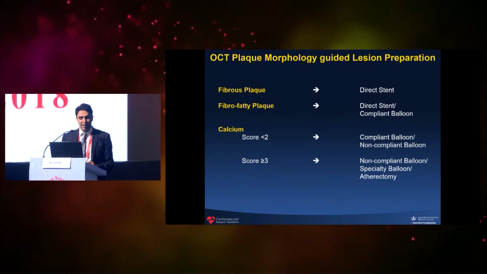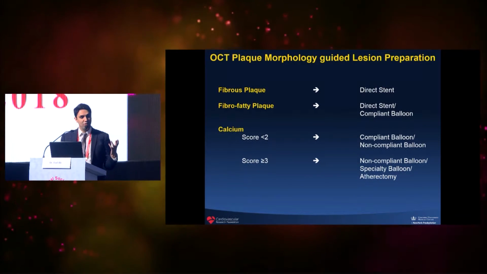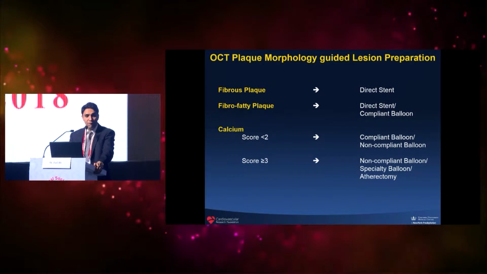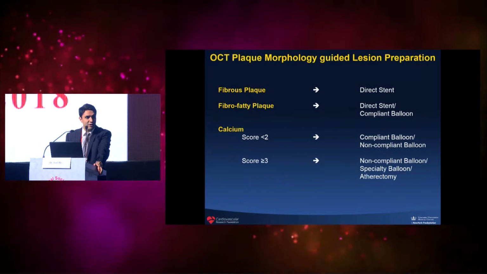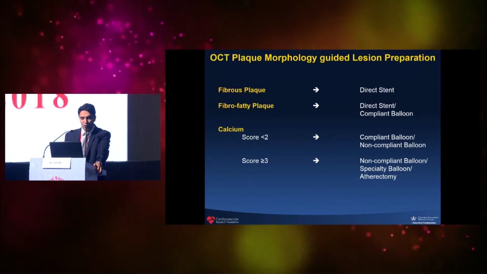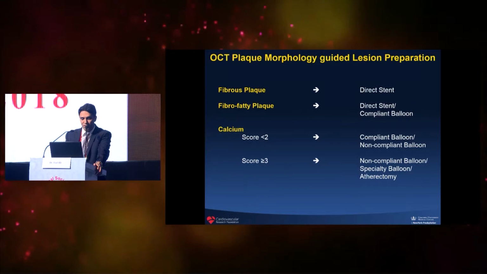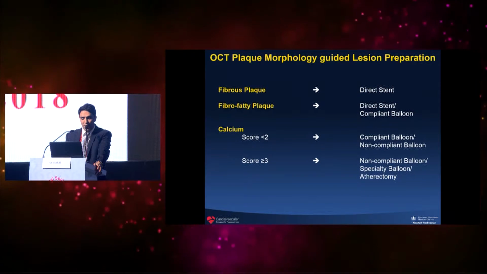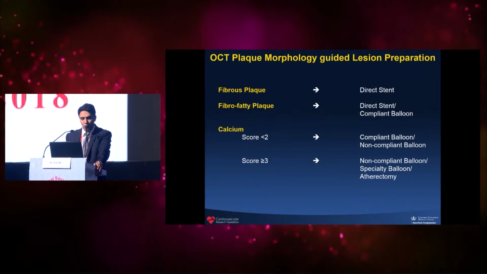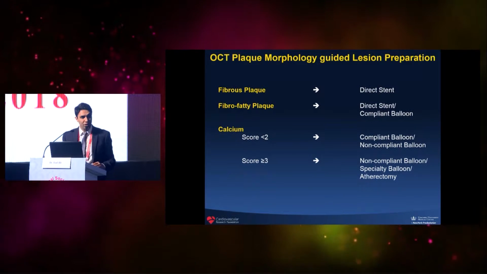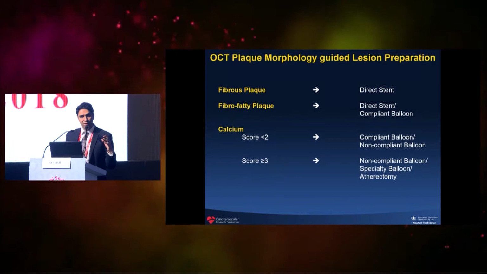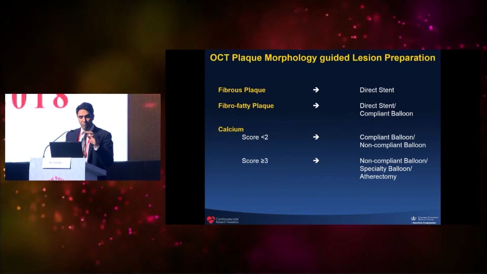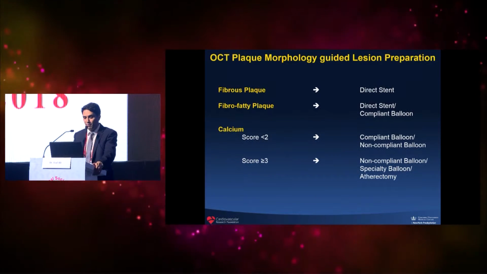This is a very simple strategy based on plaque morphology of how you can perform lesion preparation by OCT. If you see a largely fibrous plaque with high reflectivity, it's very safe to perform direct stenting. If you see a fibrofatty plaque where there's a large amount of signal attenuation within the wall, direct stenting or the use of a compliant balloon can be used for vessel preparation. In situations where you have a calcium score less than 2, compliant balloon or non-compliant balloon should be adequate, but when you have a calcium score of greater than or equal to 3, that means half the arc of the vessel wall, 0.5 millimeter in thickness, and 5 millimeters in length, a non-compliant balloon, specialty balloon, or atherectomy are recommended.